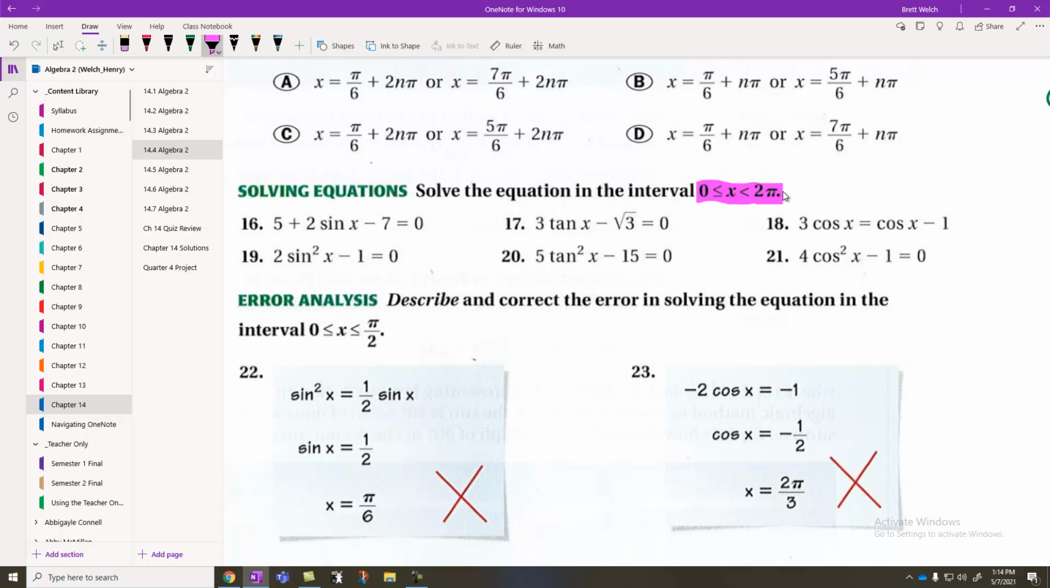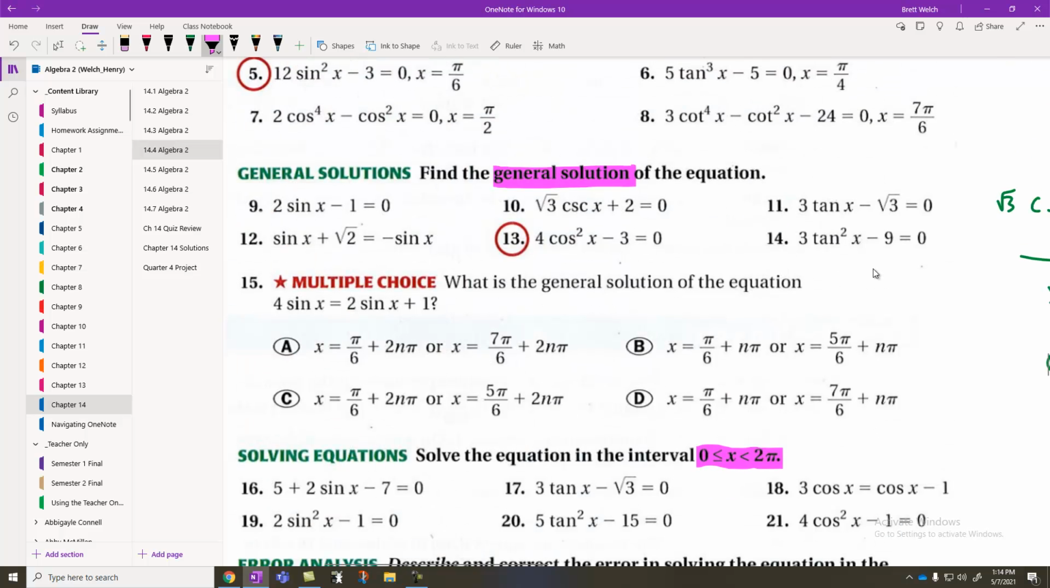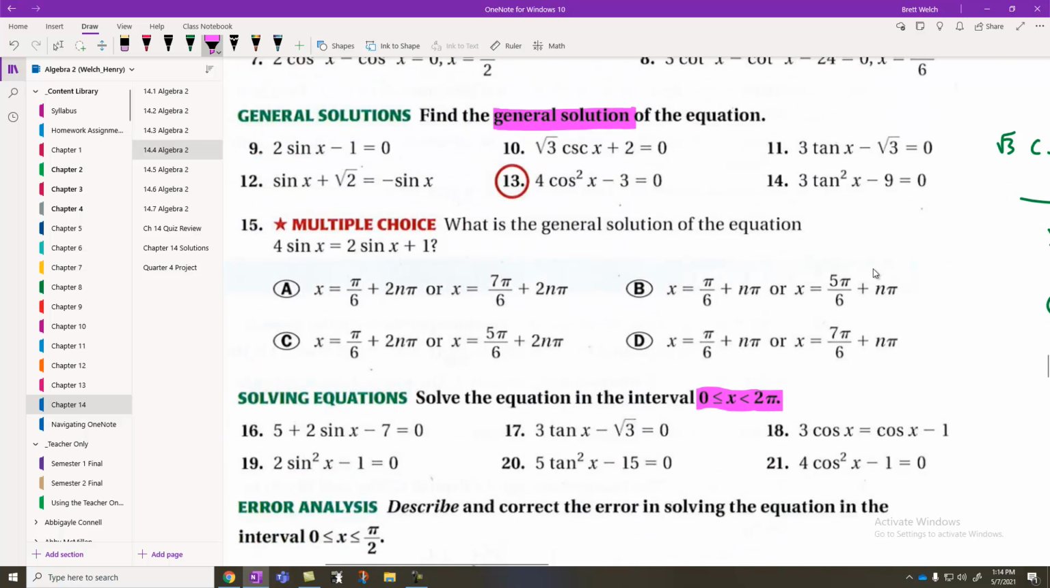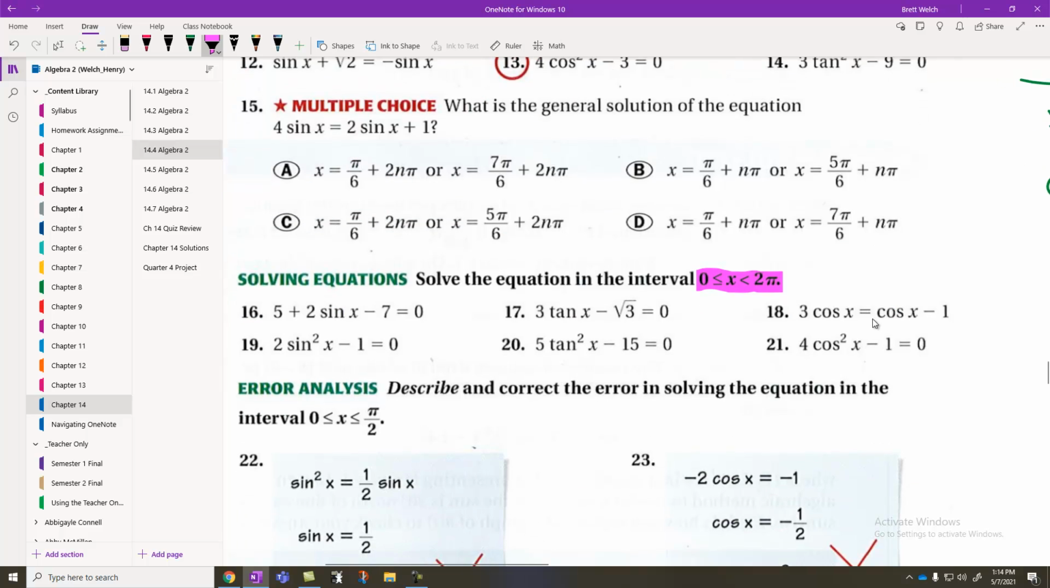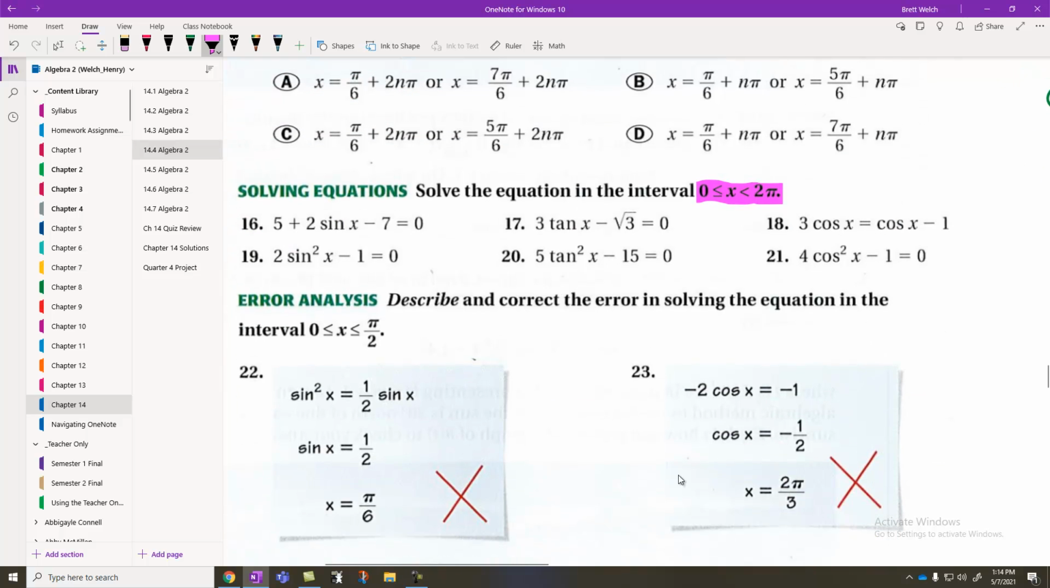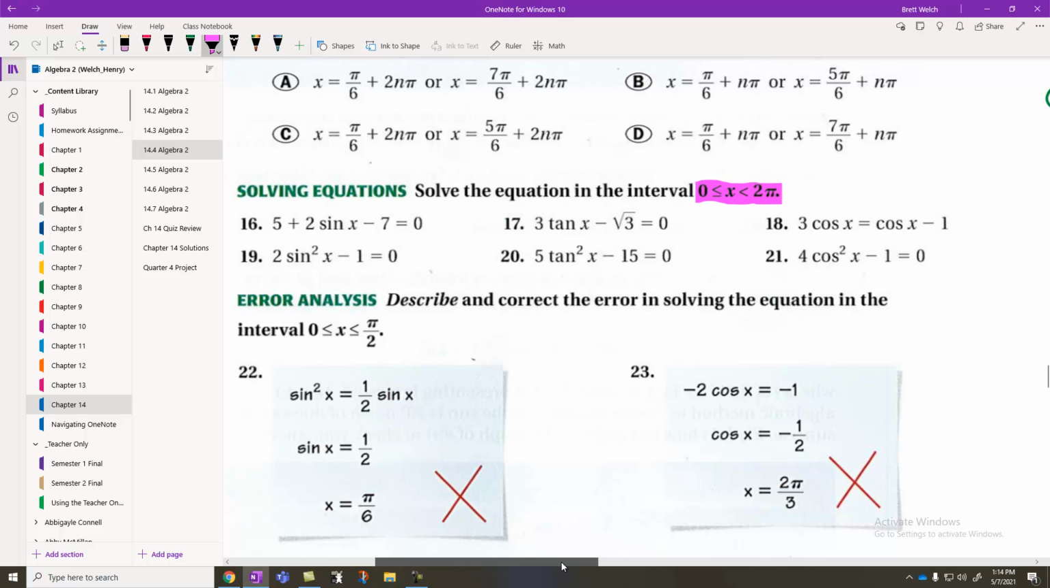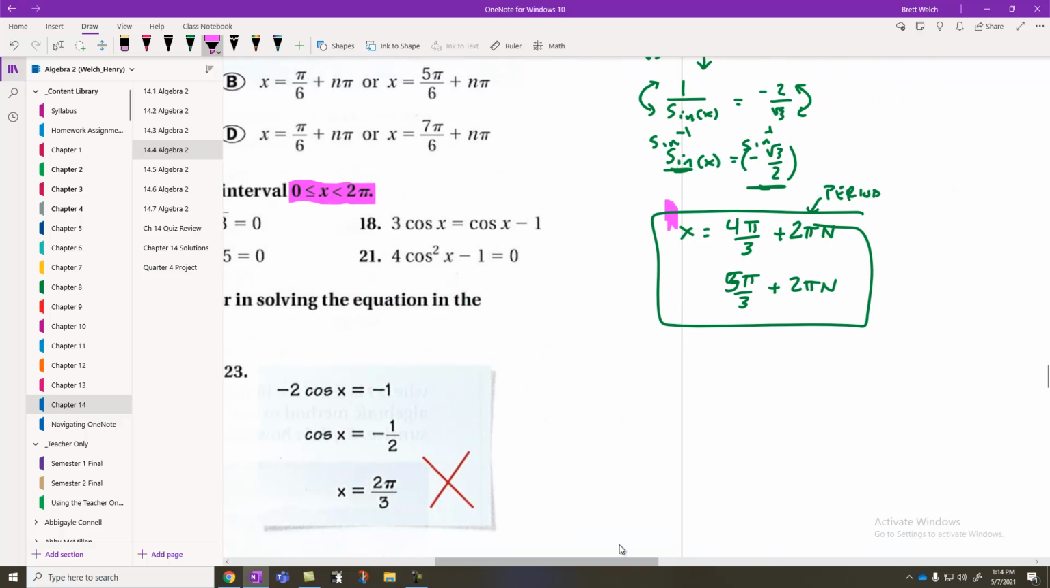Well, let's take a look at, we did sine, let's do a cosine. Wait, did we do cosine on that? Yeah, we did cosecant, which was a sine. Let's do a cosine. Let's look at number 18. So number 18 has 3 cosine of x equals cosine of x minus 1.